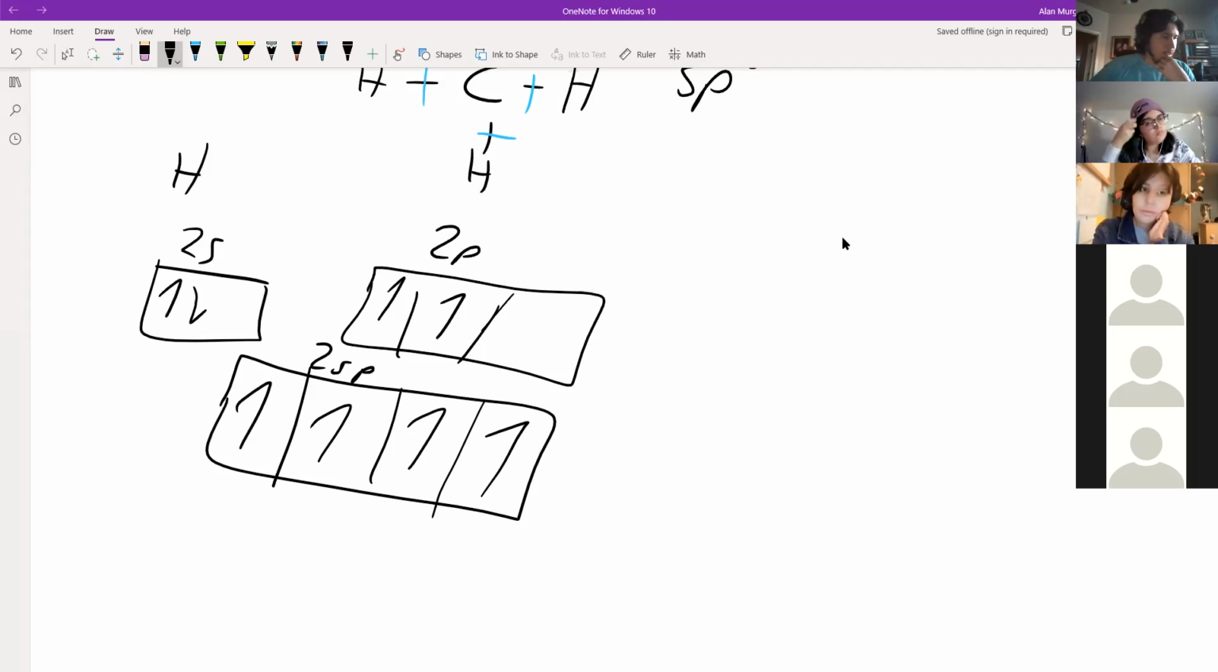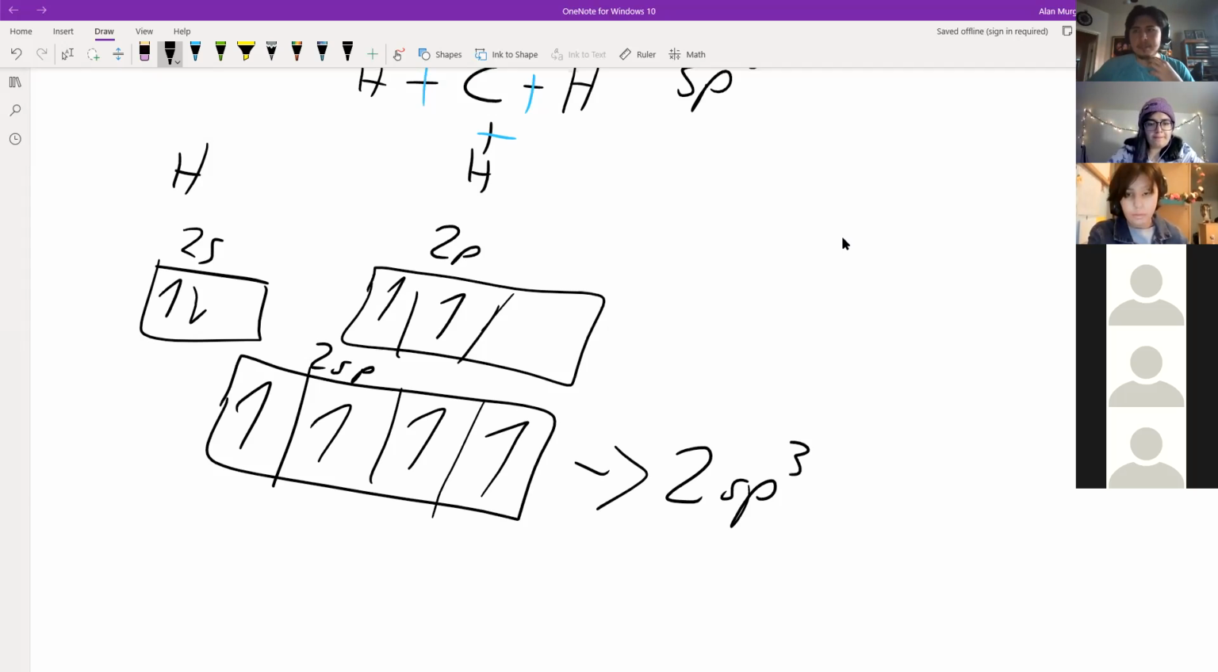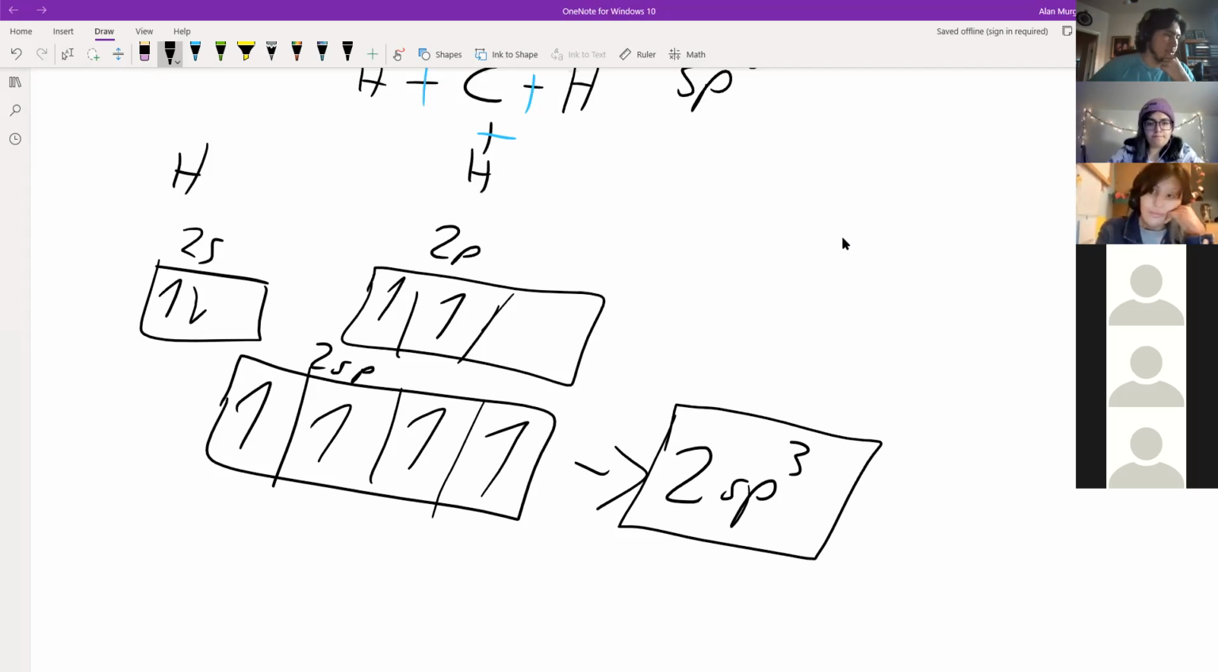And then from here, I don't remember why, I just remember this was the shortcut. You would discount one electron and make that the exponent. Since it's on the 2s and 2p orbital, it becomes 2sp3. And this is your hybridization, the combination of those orbitals.